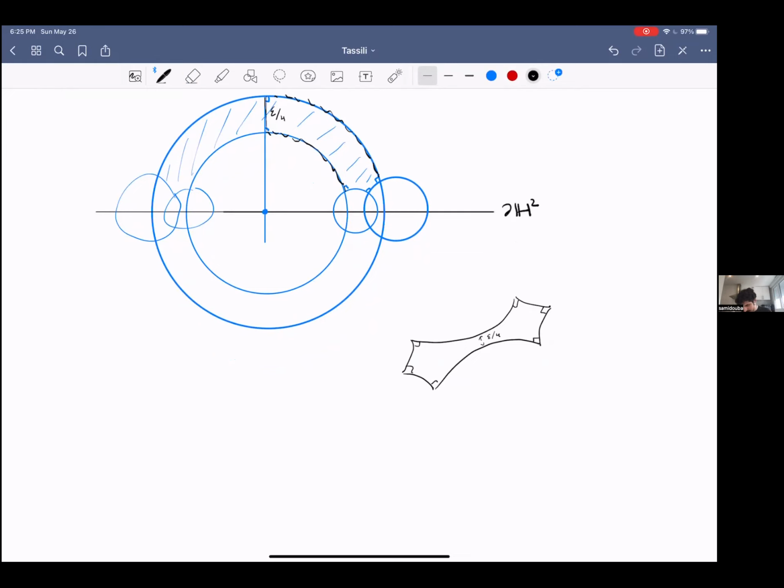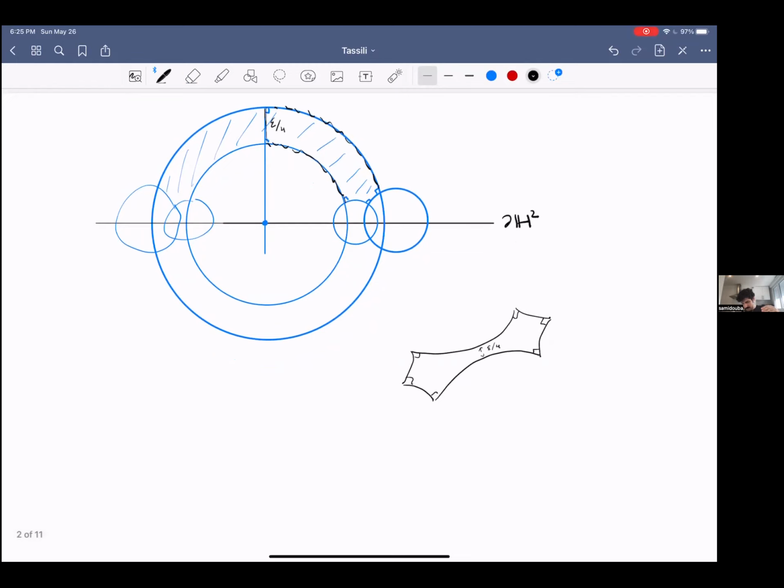And now what we'll do is we'll double alternatingly along sides. So let's color the sides red and blue. And first, let's say we double along the blue. Then we get something that looks like this. It's a pair of pants.